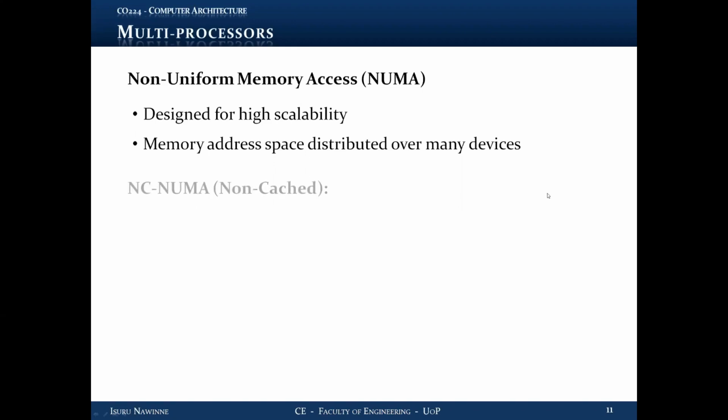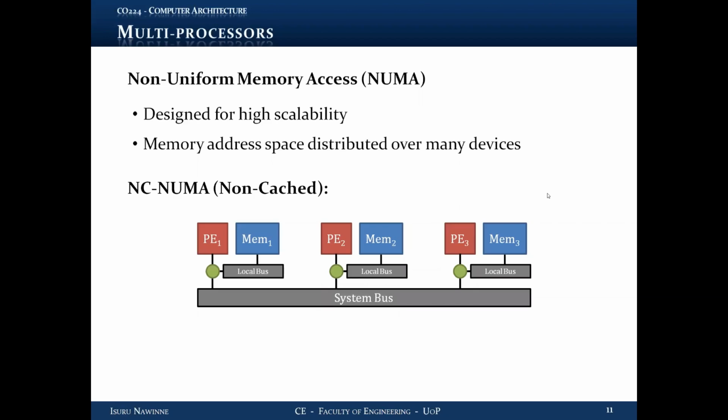The memory is distributed over different physical memory devices, still having a unified address space. Remember, we are still talking about shared memory multiprocessors, right? The communication happens through shared memory, but the perspective of memory for the CPUs or processing elements is not uniform. The processors are going to perceive memory in different ways, right?